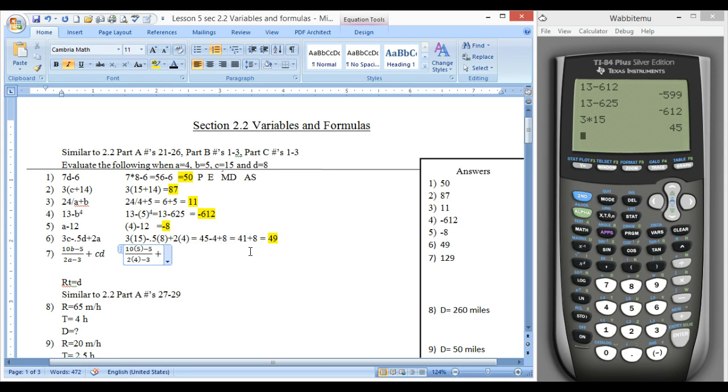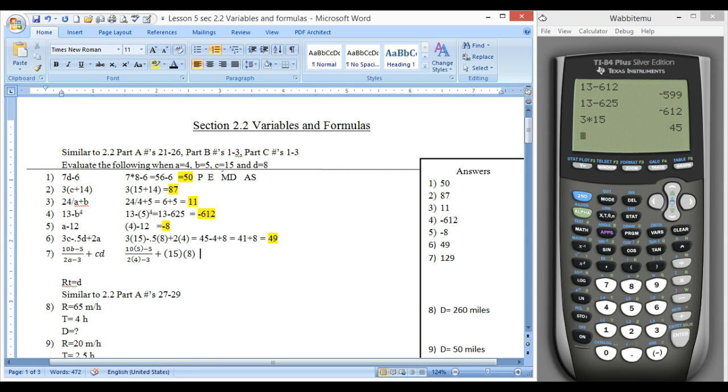Arrow over. So I'm going to do parentheses 15, close parentheses, times D, because nothing's in between the C and the D. We know it's multiplying. D is 8. Close parenthesis. Okay, now it's a matter of the order of operations again.